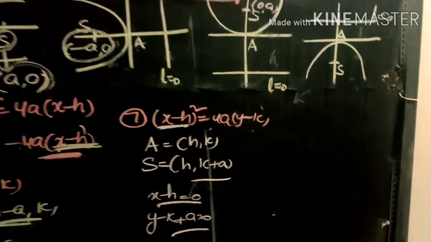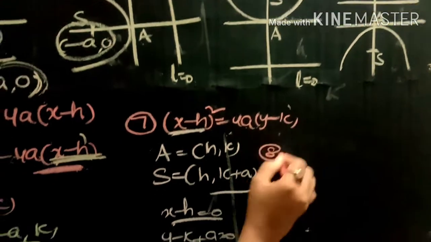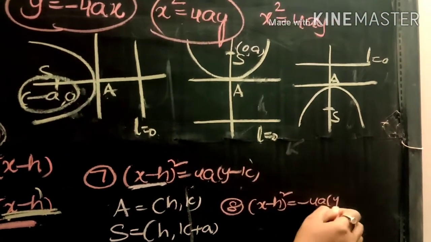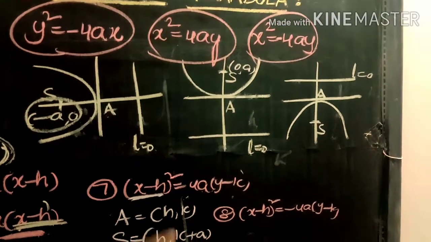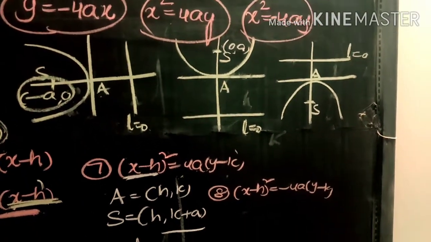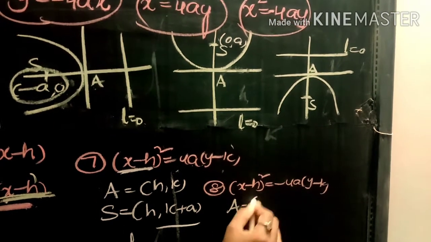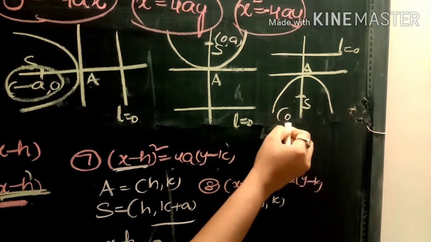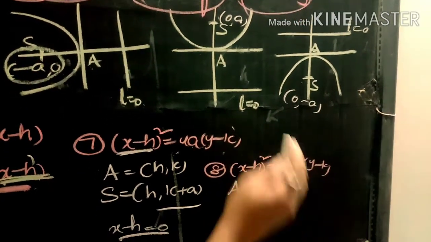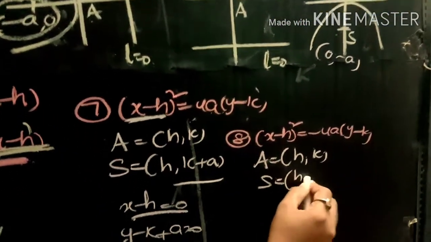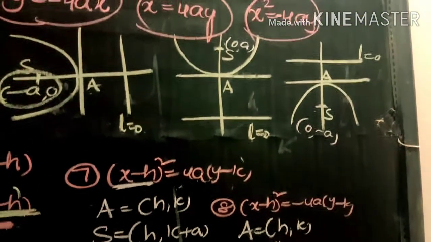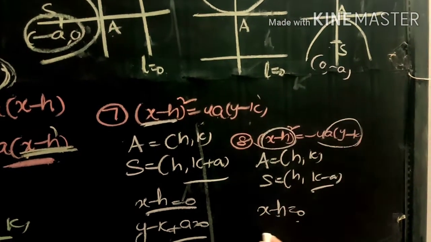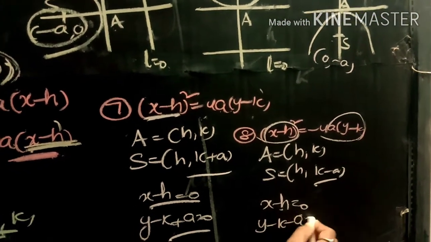And the last form, x minus h whole square is equal to minus 4a into y minus k, which is related to the parabola x square is equal to minus 4ay. Now in this case the vertex A is equal to h comma k. For the focus S, we take the focus of this form, which is 0 comma minus a, and adding h comma k to that, we get h comma k minus a. This is the focus value. The axis of the parabola is x minus h equals 0, and the equation of directrix is y minus k minus a equals 0.